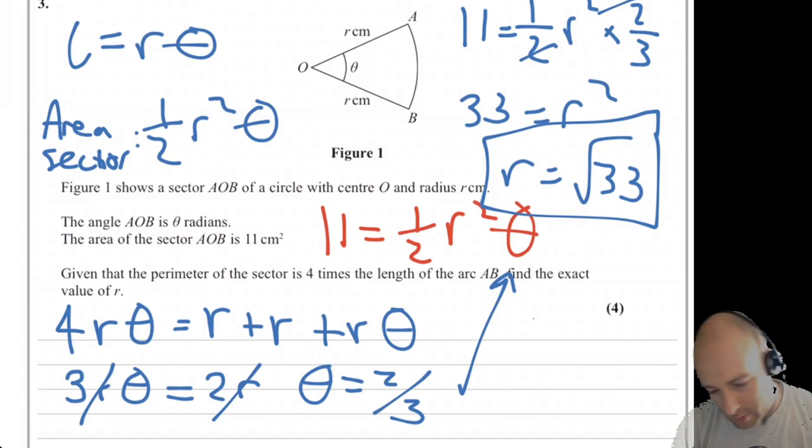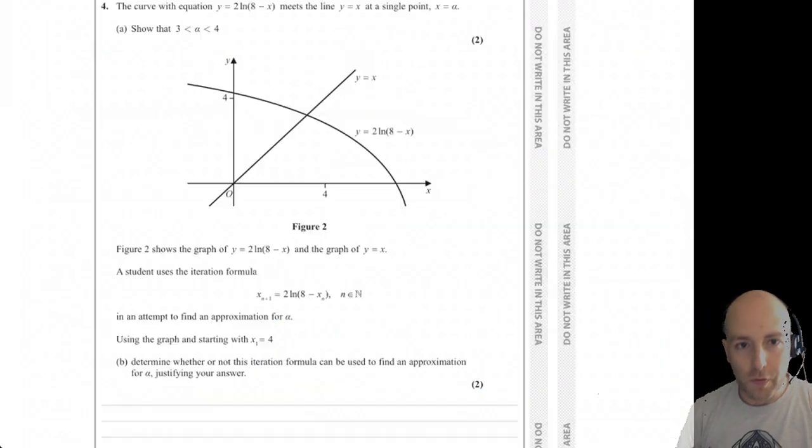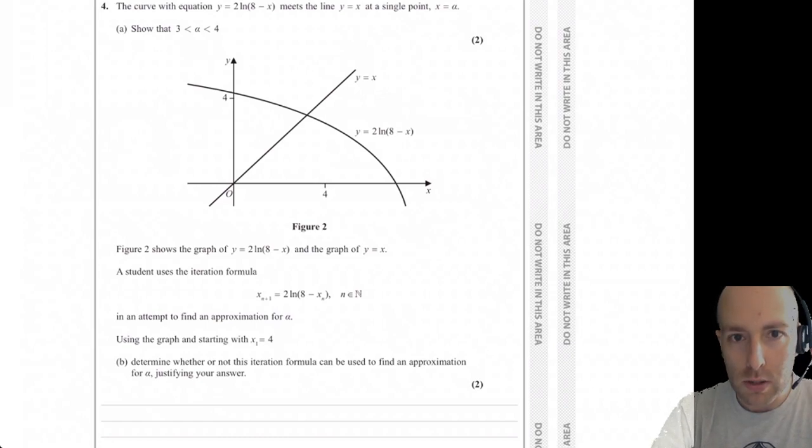Right, next question. Let's plow through it. Question 4, which is a numerical methods question. 4 marks for this one. Again, see how you do. Here's 4 minutes.